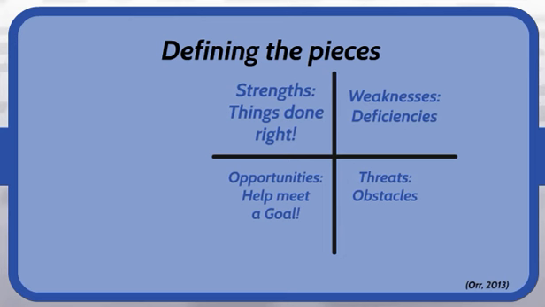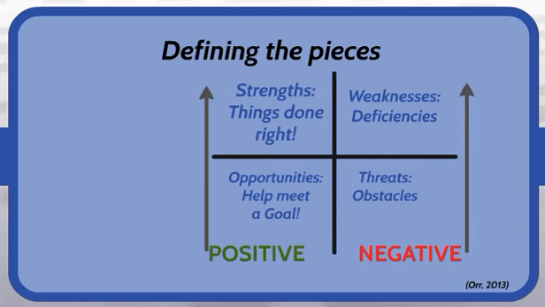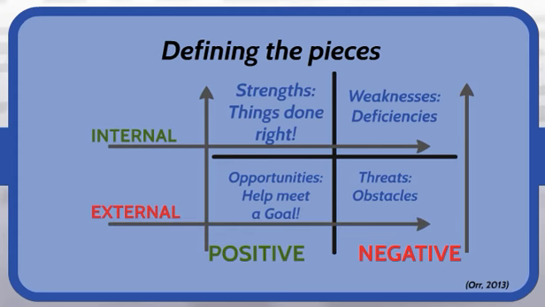Like the business model canvas, a SWOT analysis can be visual. This helps to understand how each section relates to the others. Strengths and opportunities are seen as positive areas, while weaknesses and threats are negative. From another perspective, strengths and weaknesses are seen as internal factors, while opportunities and threats are typically external factors.